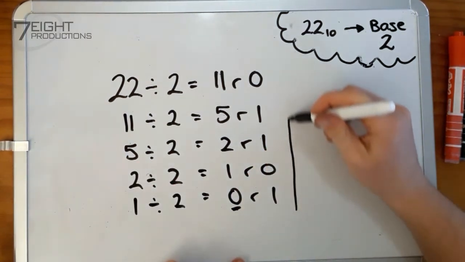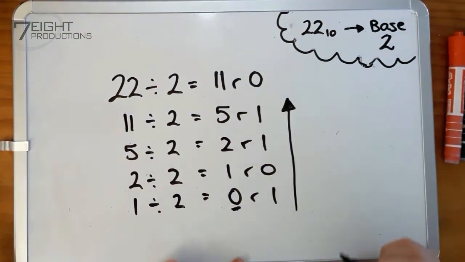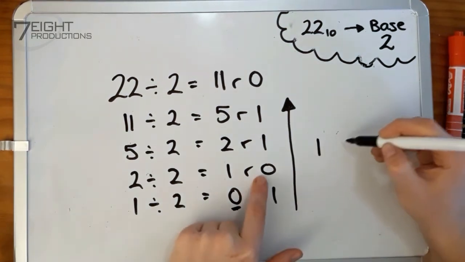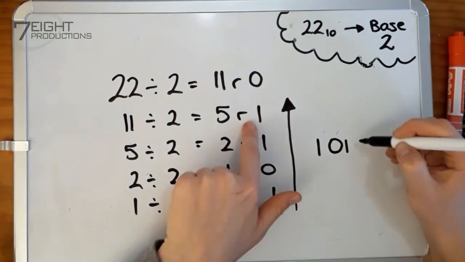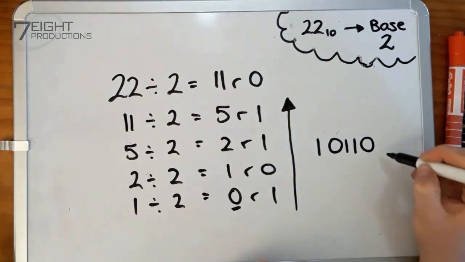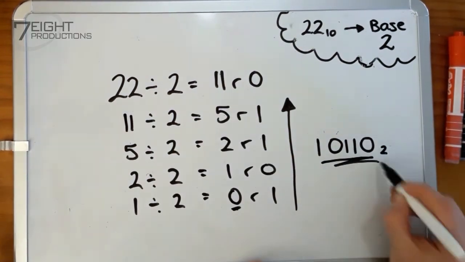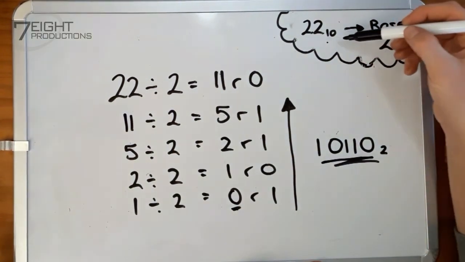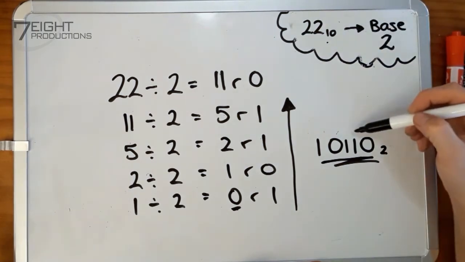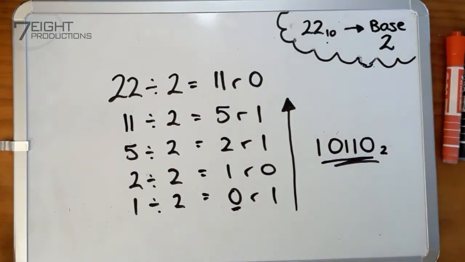And we're going to read our number starting at the bottom going up. So this one first: 1, 0, 1, 1, 0. And this is base 2. So 22 in base 10 system can be written as 1, 0, 1, 1, 0, base 2.